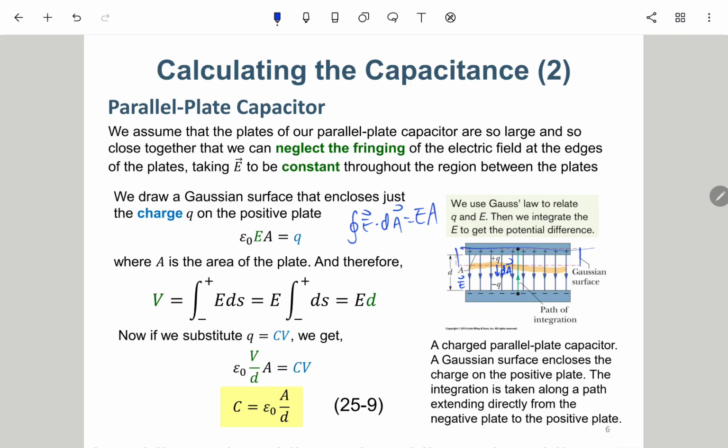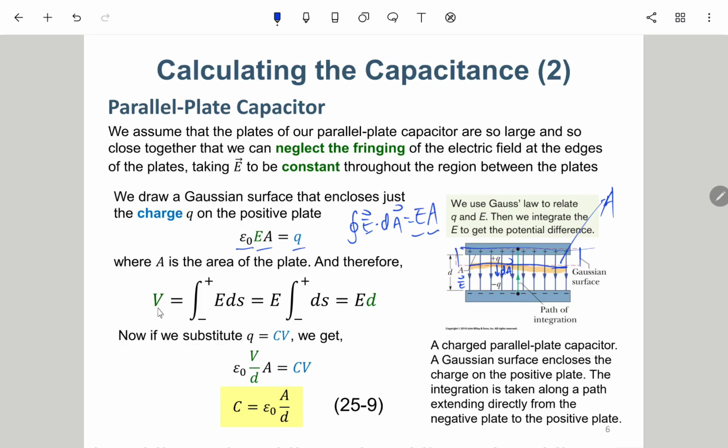It's nothing special, just a multiplication. E is the constant inside the region between the two parallel plates, and A is the cross-section area of the capacitor. So it turns out that epsilon naught times EA equals Q. Q is the positive charge, because this Gaussian surface only encloses the positive plate. So this is positive Q.